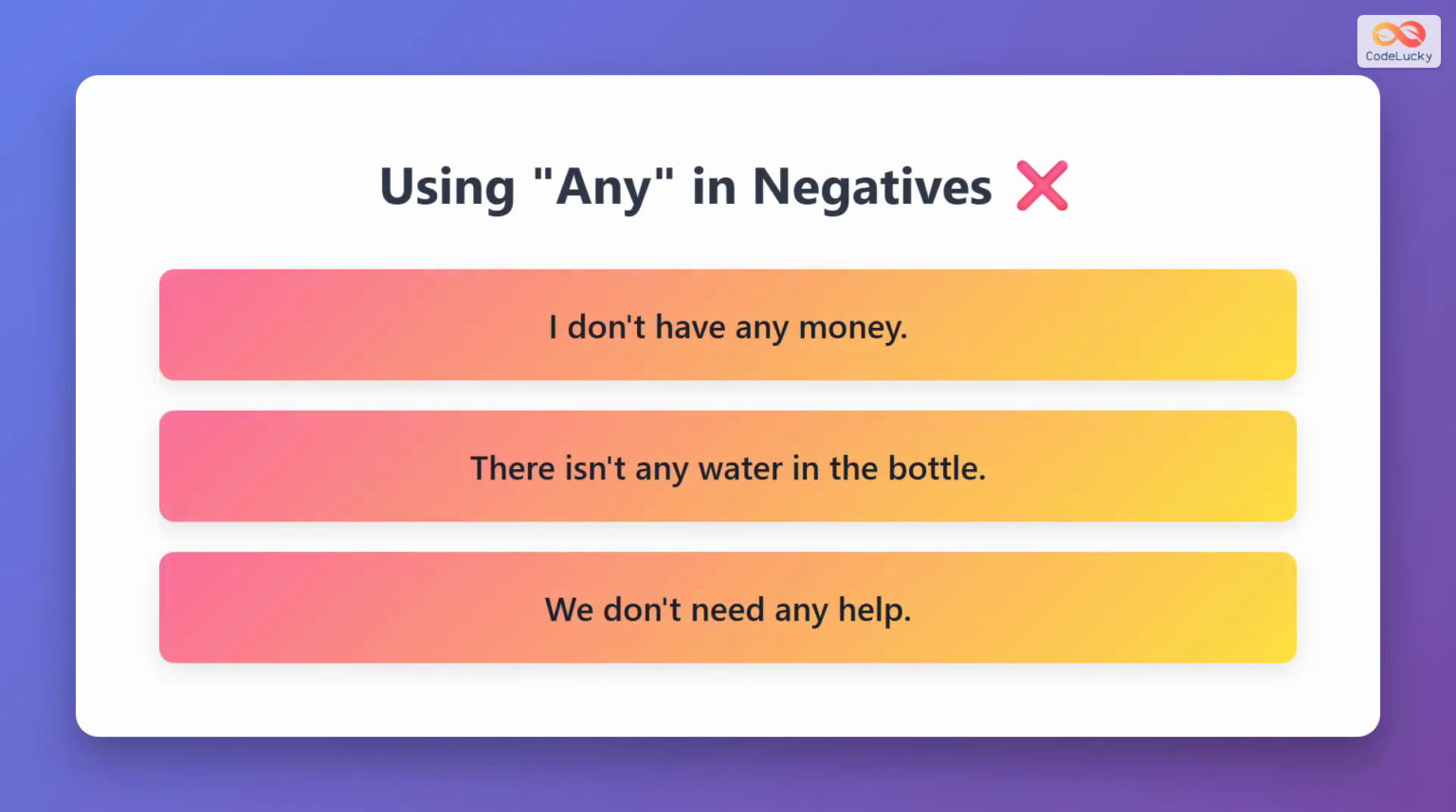In negative sentences, "any" means none or zero of something. "I do not have any money" means I have no money at all. "There is not any water in the bottle" means no water exists there. "We do not need any help" means we need zero help. "Any" in negatives emphasizes complete absence.